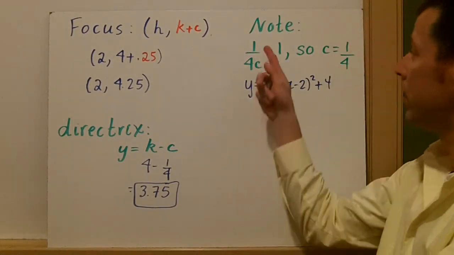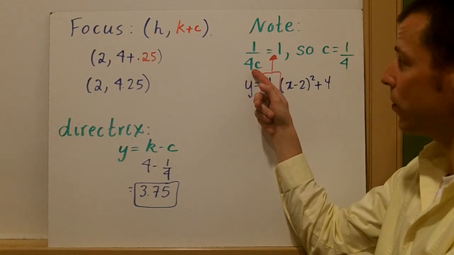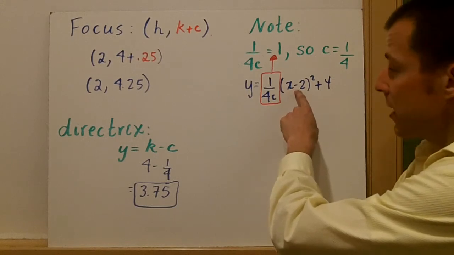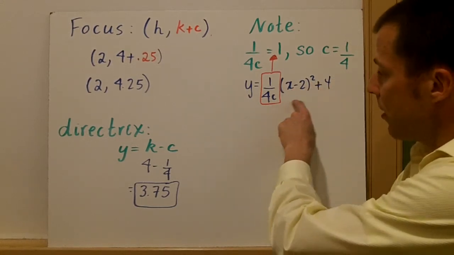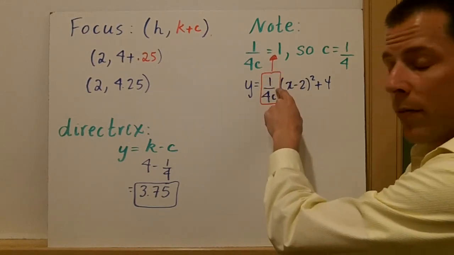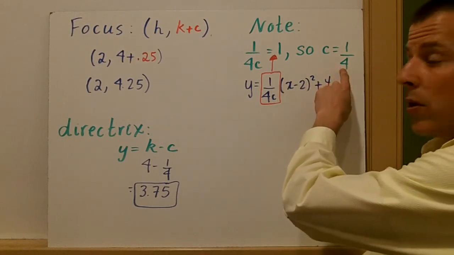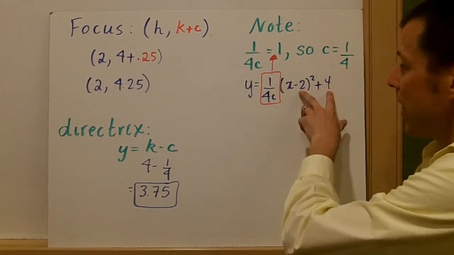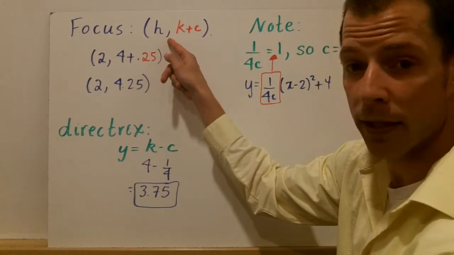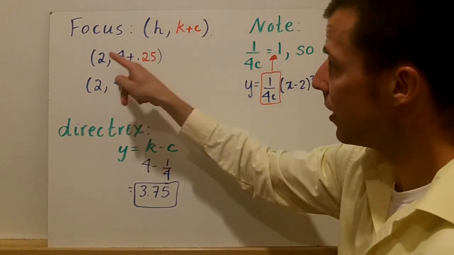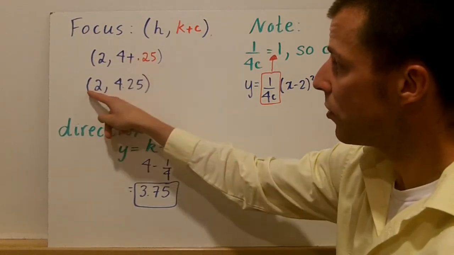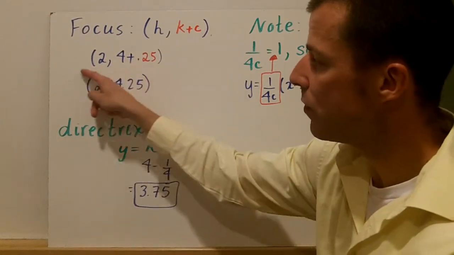So I made note of that, the A term: 1 over 4c is equal to 1 because of this equation, A times the quantity x minus h squared plus k. So there's our vertex form. We know that 1 over 4c is going to equal 1 because the number in front was equal to 1. So we know that c is 1/4 when we solve for c. H and k, 2, 4 is our vertex. So the focus is h, comma, k plus c. So by substitution, h was 2, comma, k is 4, plus c. So your focus is 2, comma, 4.25.